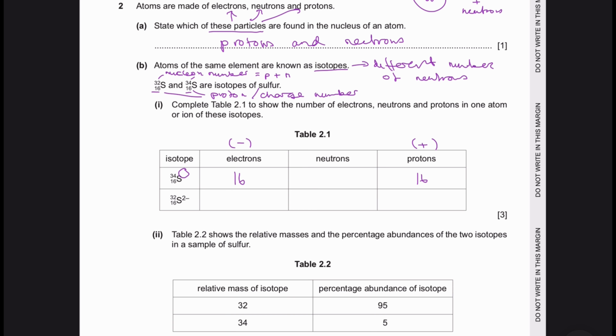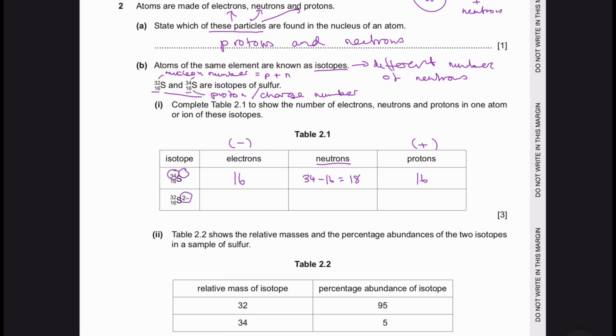Okay, so then neutrons, how are we going to work that out? We're going to do the nucleon number minus the proton number to get us the number of neutrons. So 34 minus 16, which is 18. Okay, on to the next one.